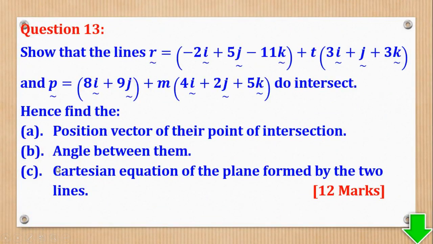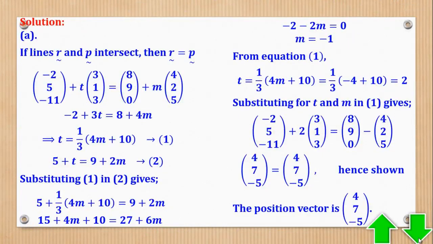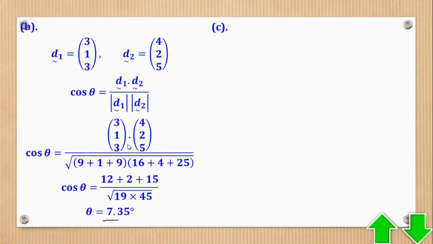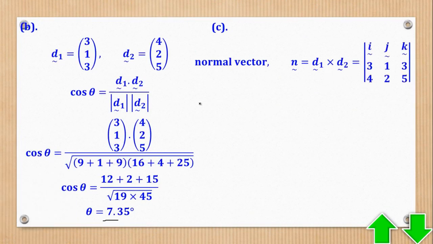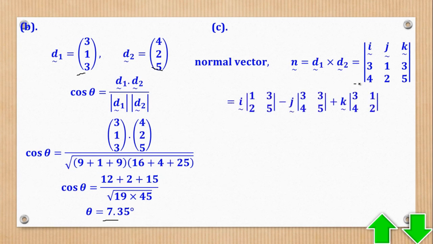Part C, they want the Cartesian equation of the plane formed by the two lines. So for you to get the Cartesian equation, you need a normal vector. So the normal vector is got by crossing the two vectors, direction vectors, this and this. So when I cross, I come up with this. So how do I generate this? First of all, this is 313, so I'll come and write it horizontally, 313. Then this is 425, I'll come and write it horizontally, 425. Then up there is ijk.